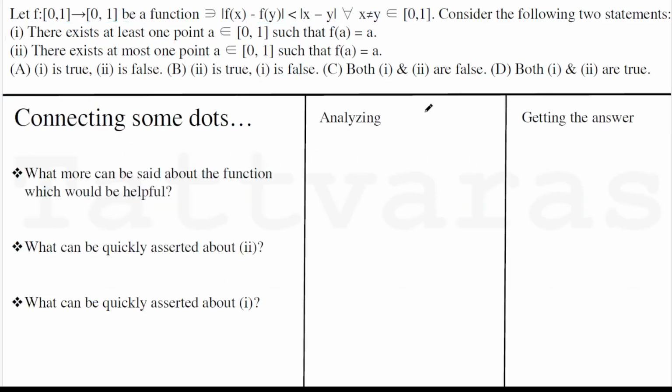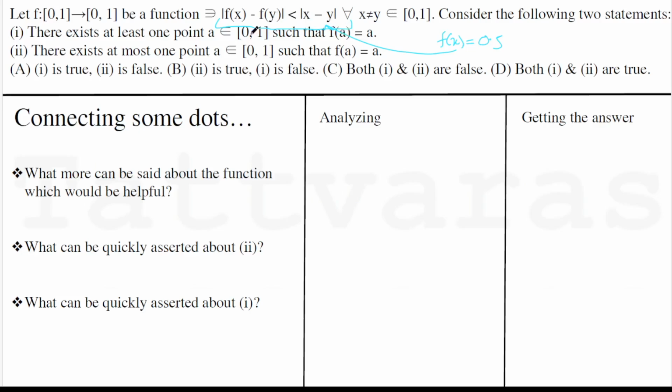So let's get started. Before connecting the dots, one thing to do in such questions is to see, when you are given a general family of things, in this case a general family of functions, whether you could get to a quick specific example and then evaluate that. In this case, say the simplest of functions is a constant function. Does it satisfy this property?